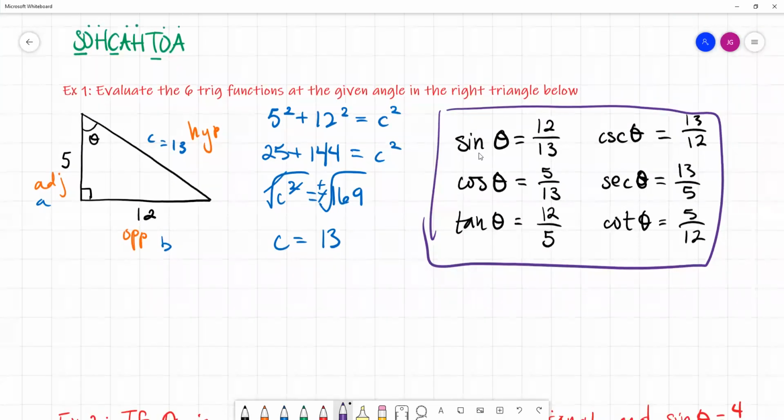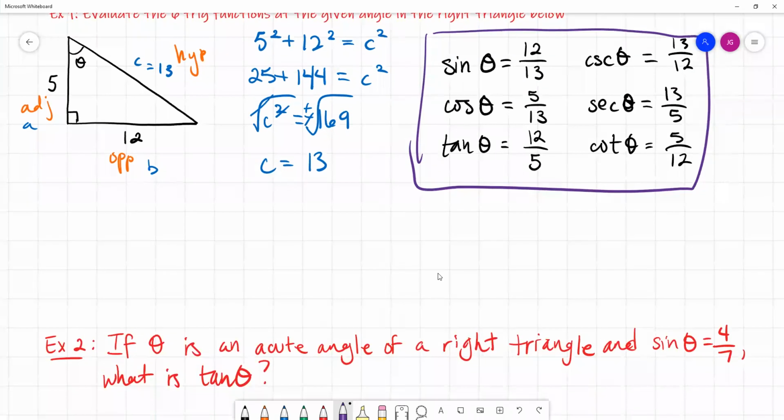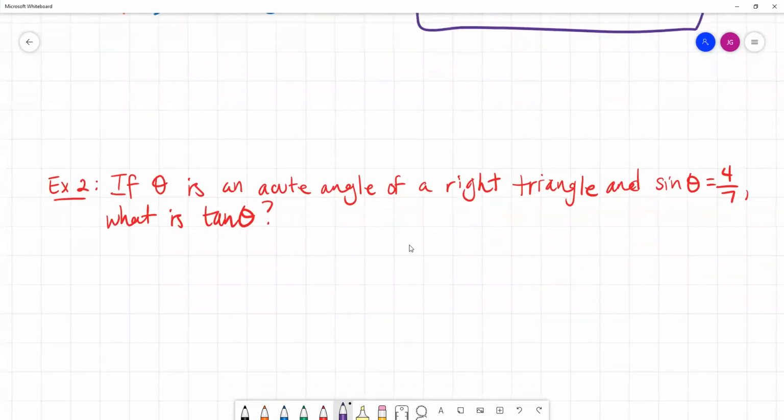These fractions don't mean much to us right now. It just seems like we're coming up with random numbers, right? And that's okay. These trig ratios are useful, especially for finding missing side lengths and missing angles. And we're going to do a lot of that in 13.1b. This is just setting the foundation. All right, so now let's finish off with one more example.